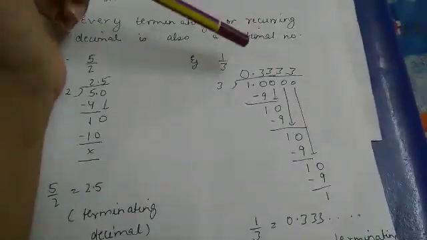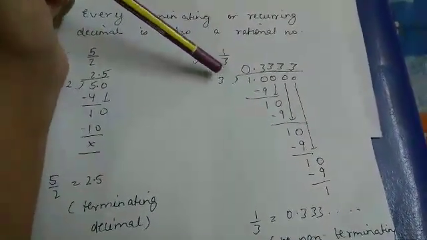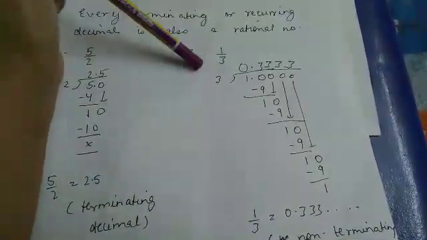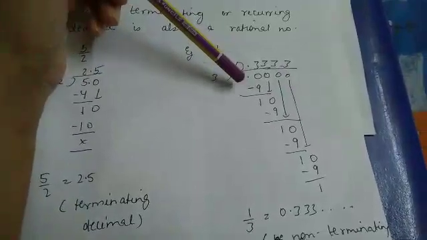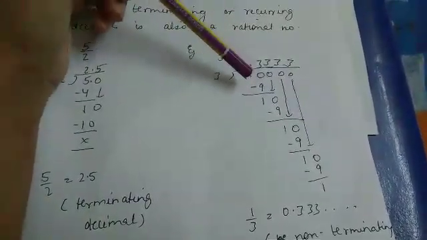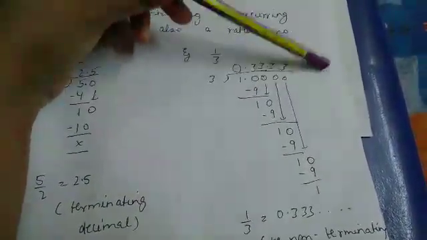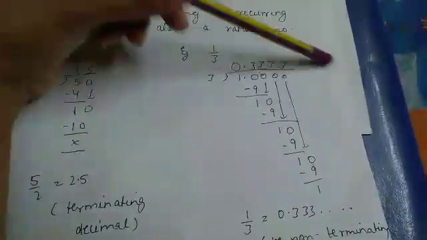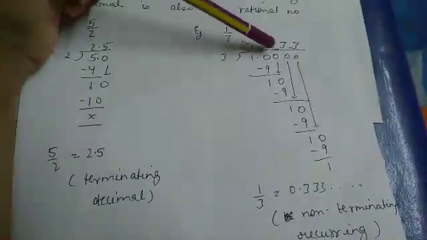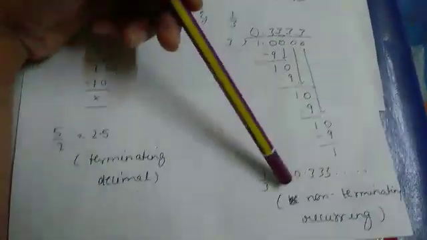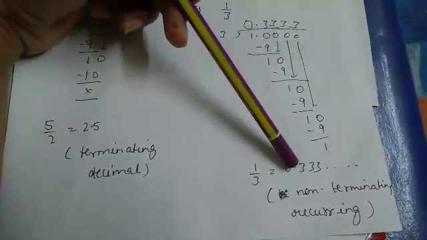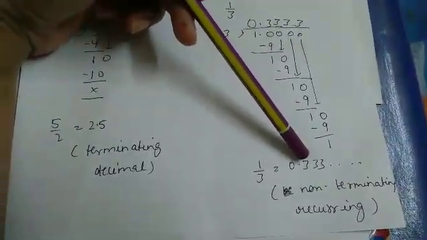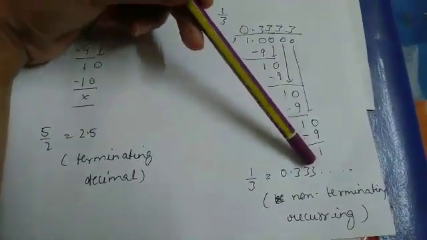Now come to the non-terminating recurring. I have taken 1/3. Here denominator is 3 and numerator is 1. So divisor is 3 and 1 is dividend. 1 is smaller than 3. Then we have to put a decimal and we have to increase the zeros, and I have shown the division here. Answer is 0.33333 and so on. It means division never ends after the decimal. 3 is the digit that is repeating.